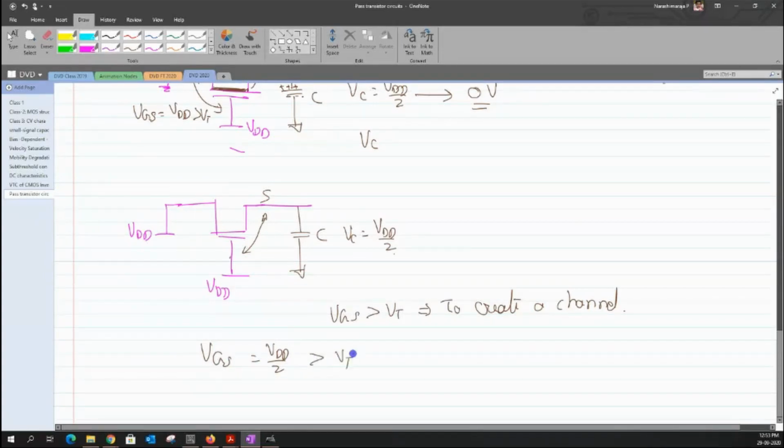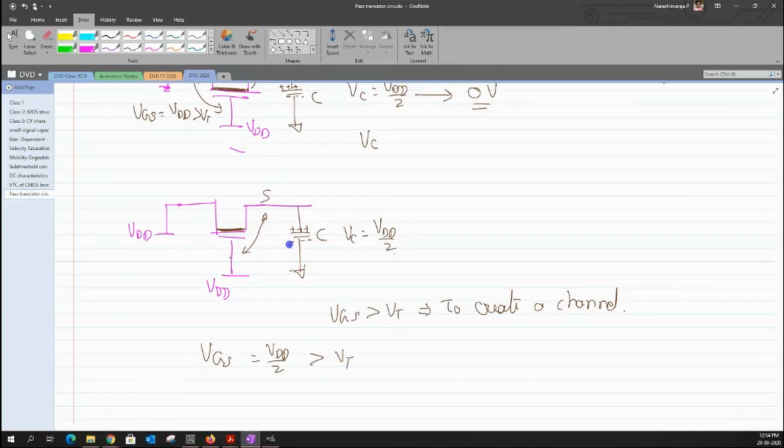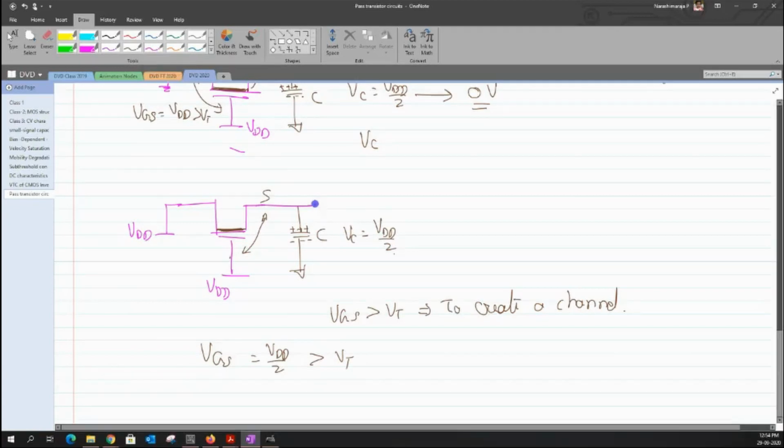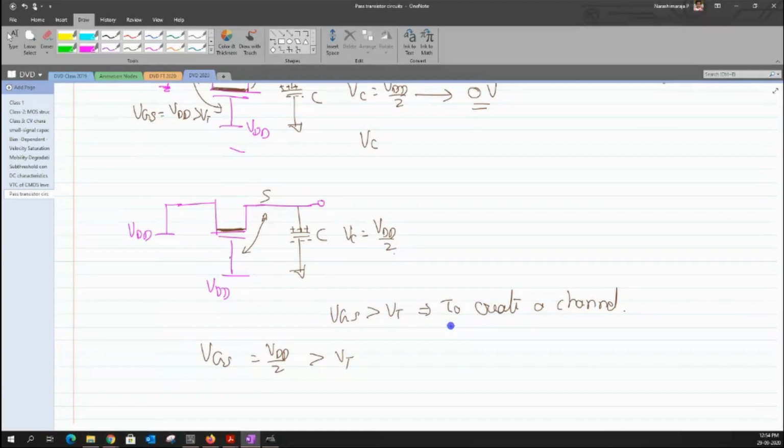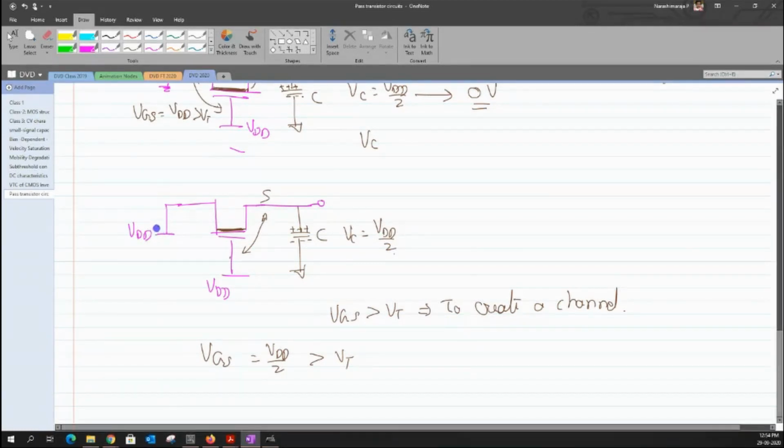Now, the question is, under this condition, we know that there exists a channel. When I have a channel, what happens to the positive charges under this particular circuit condition? Will I be discharging the charges, holding the charges as they are, or increasing the charges across the capacitor? The charges would increase. Why? Because there is a source which provides positive charges from the power supply.